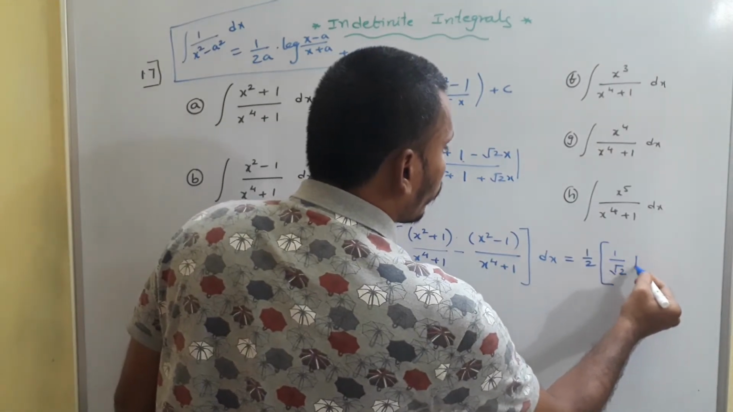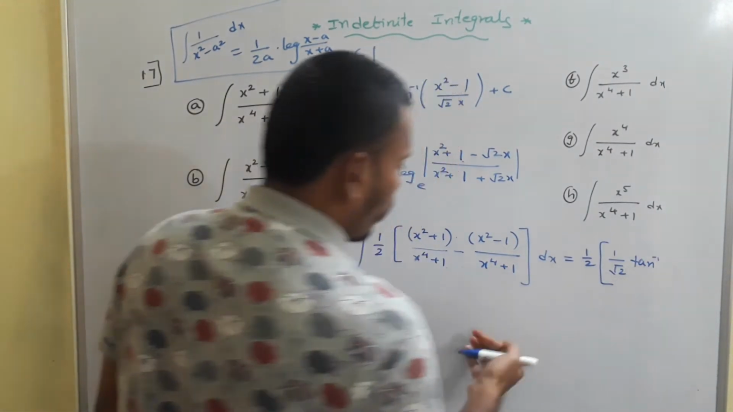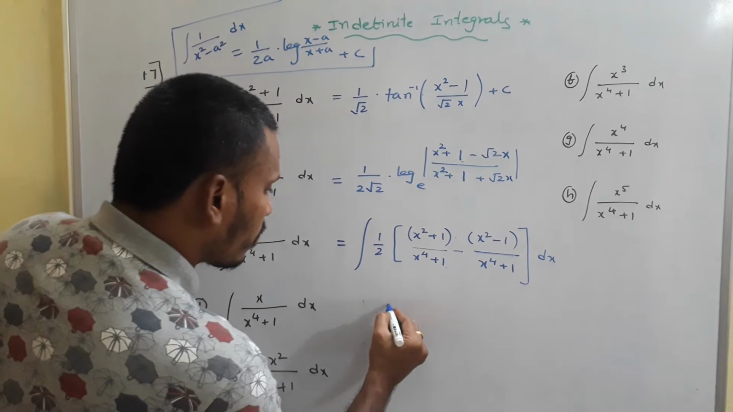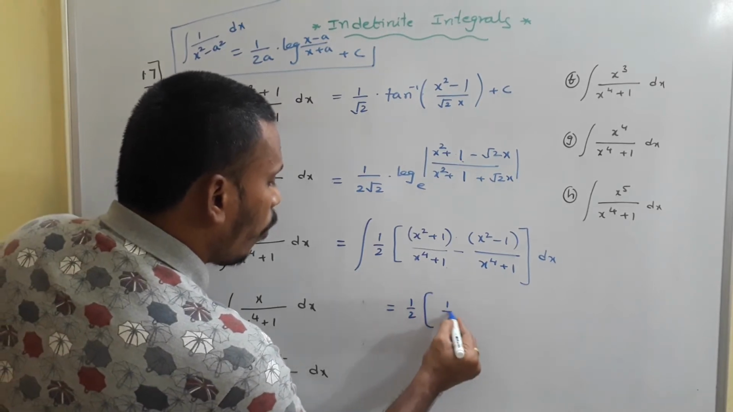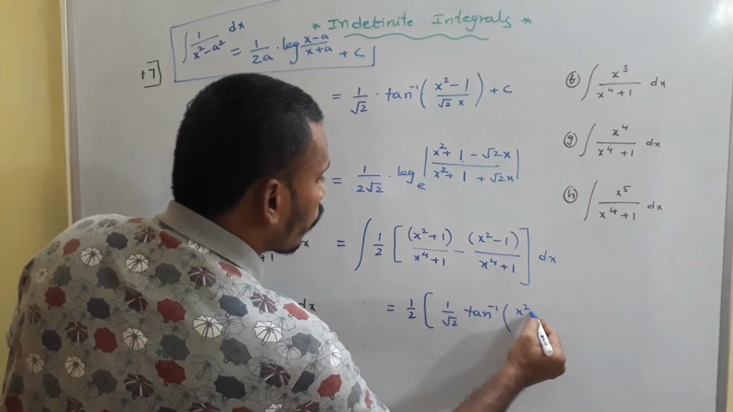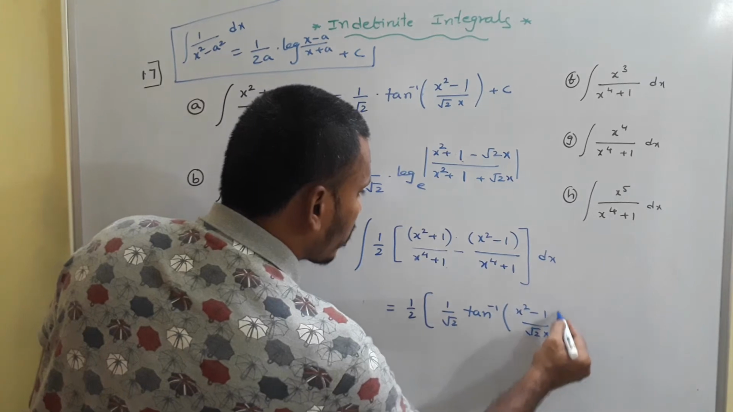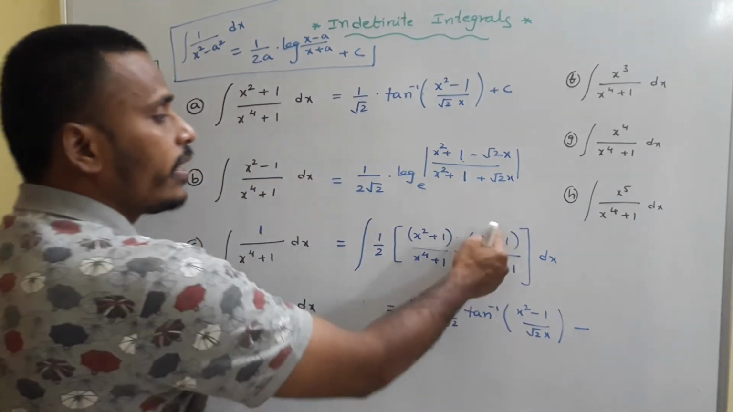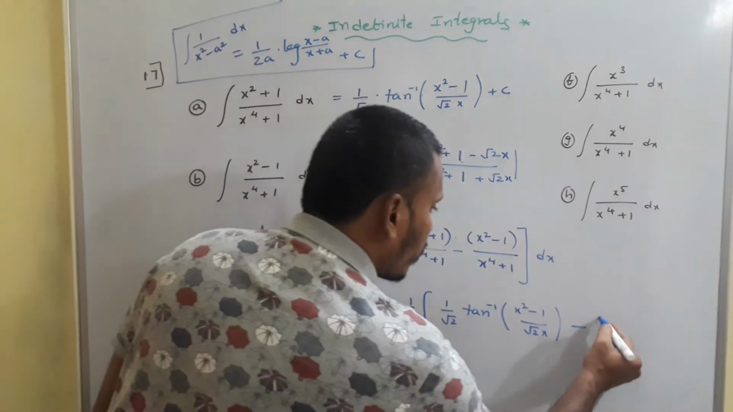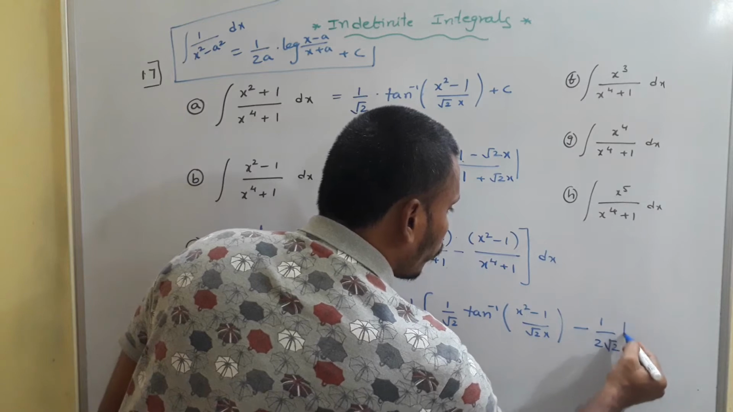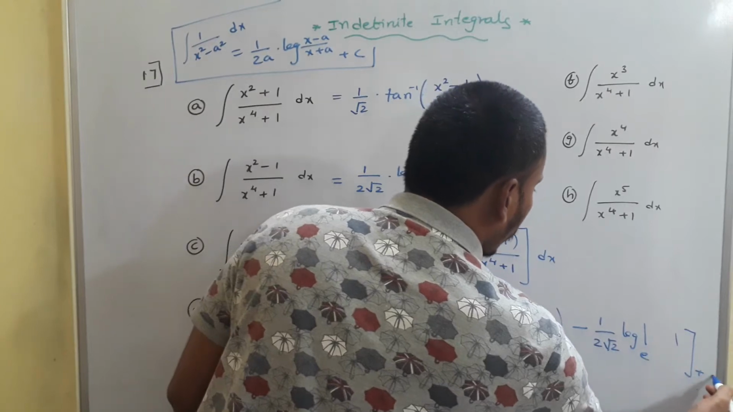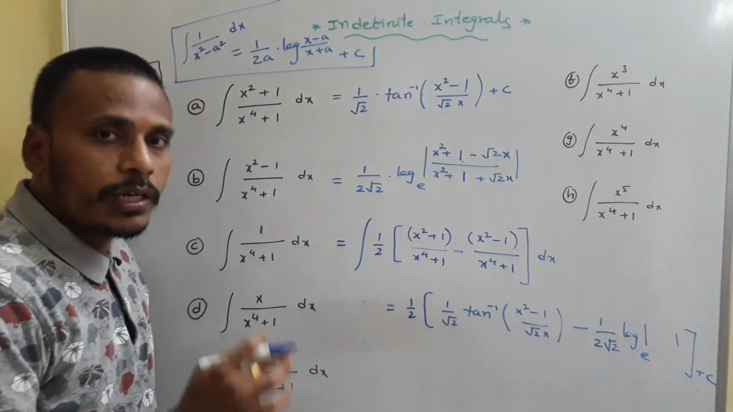1 by root 2 tan inverse of, or I will write the next line, because of space. So this is equal to half of 1 by root 2 tan inverse of x square minus 1 by root 2x minus. And what is the integral of this x square minus 1 by x power 4 plus 1? Answer of the second bit, and that is 1 by 2 root 2 logarithm of this complete expression with base e. And this is our answer for this 1 by x power 4 plus 1 dx.